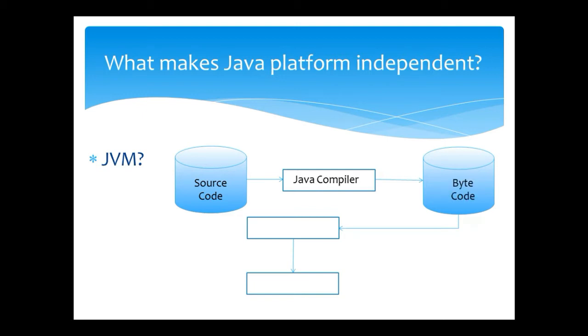Once you write the source code, the Java compiler will convert it to bytecode. This bytecode is read by the Java interpreter. Finally, it's read by the operating system, that is machine dependent code. The Java interpreter which you are seeing here is the JVM.